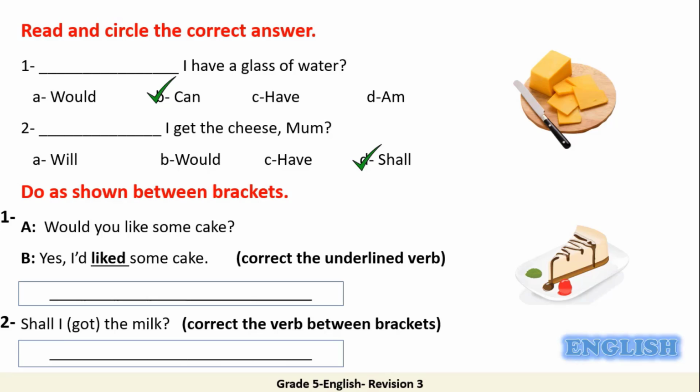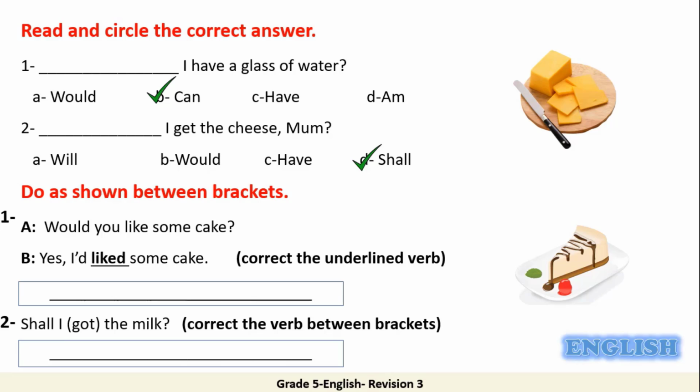Now do as shown between brackets. Here you are going to rewrite the following sentences depending on the instructions between the brackets. You can stop the video and do the task. Go on. Let's see the answers. A. Would you like some cake? B. Yes, I'd like some cake.